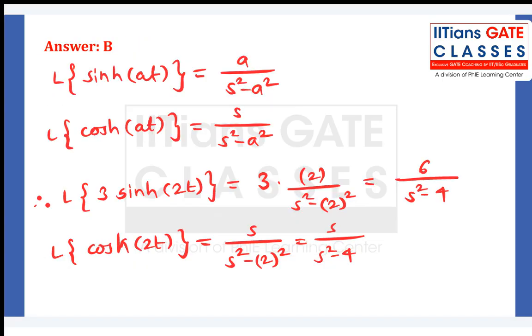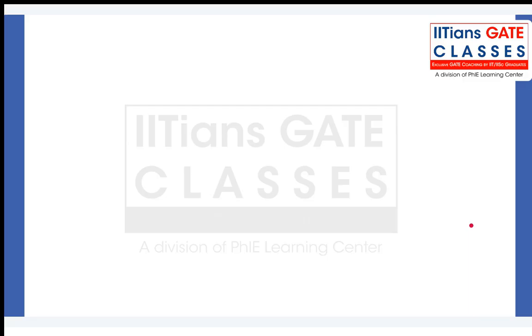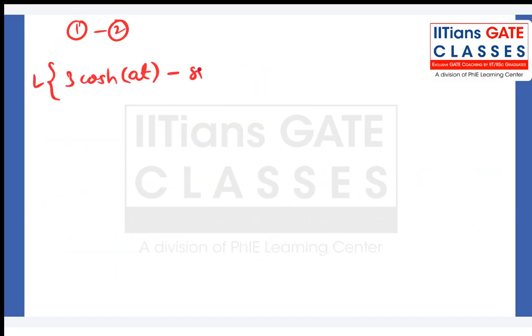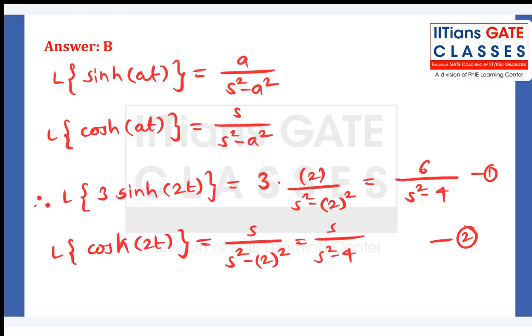Okay, so if you call this as 1 and this as 2, 1 minus 2 we have to do basically. So Laplace transform of 3, so we are basically subtracting 2 from 1, cos hyperbolic, oh, it is sine, I think. Yeah, sine minus cos. Okay, so this is sine hyperbolic, and it is not 8, it is 2t minus cos hyperbolic 2t.